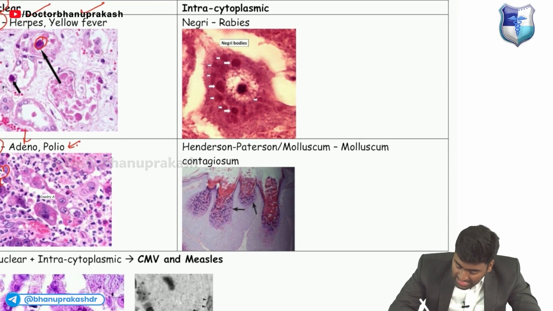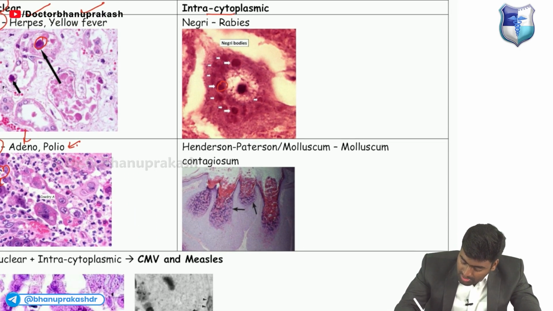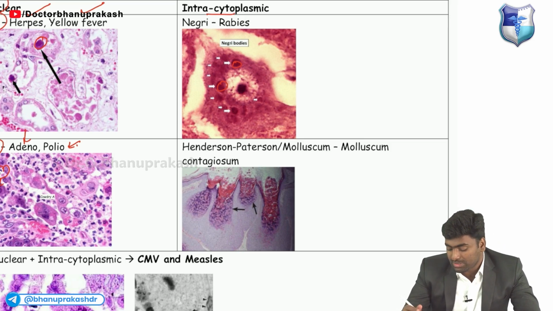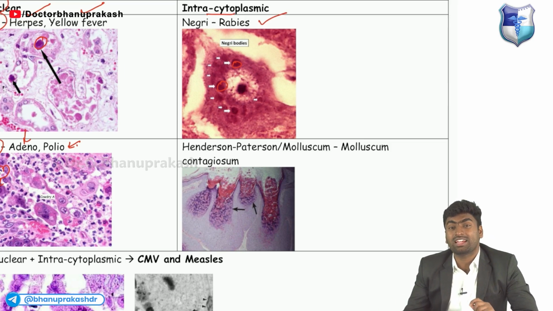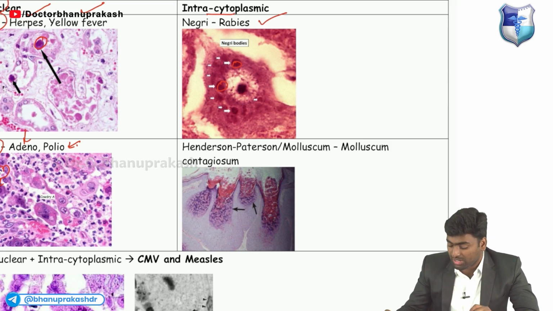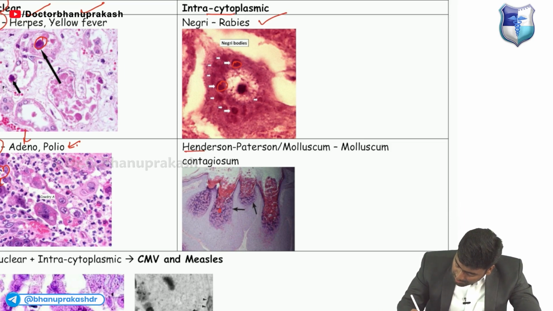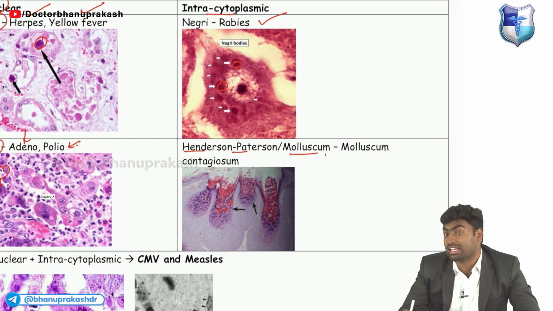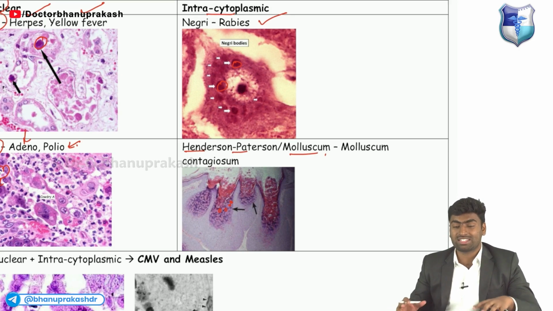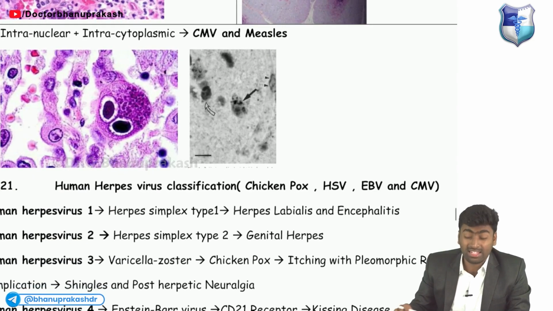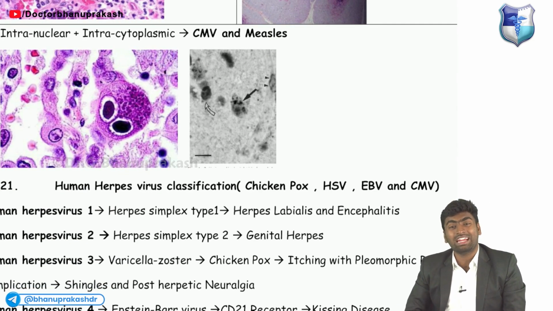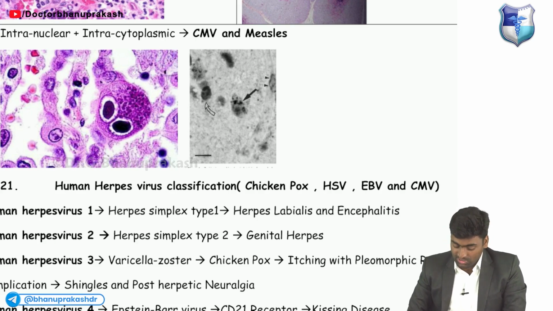And there are intracytoplasmic inclusions, where inside the cytoplasm you are able to see such fillings. They are seen in a few conditions like rabies, where you will see Negri bodies. Next, Guarnieri bodies... Anderson-Peterson bodies will be seen in molluscum contagiosum. Negri bodies we see at autopsy in rabies. Remember, only a few conditions show both intranuclear and intracytoplasmic inclusions.